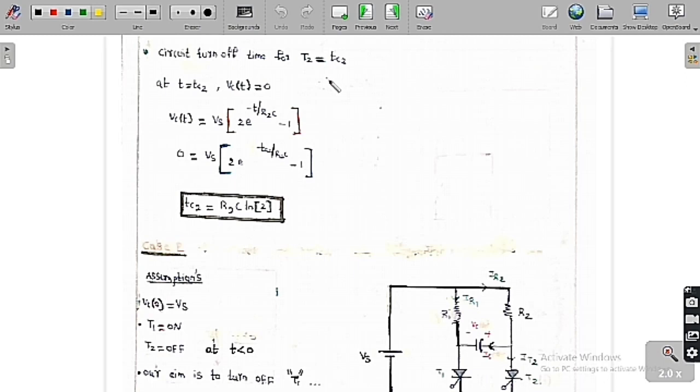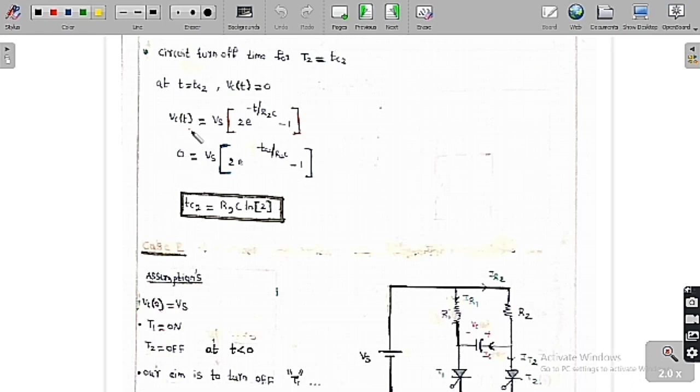Whenever it is negative, it will be providing a forward blocking voltage. So we have to find at what time it is going to become 0. See that at t equal to Tc2, the capacitor voltage is equal to 0. So we can substitute in the capacitor voltage expression Vc of t = Vs(2e^(-t/R2C) - 1).